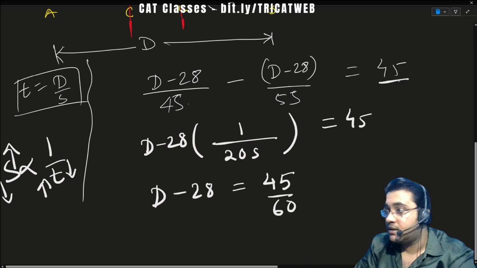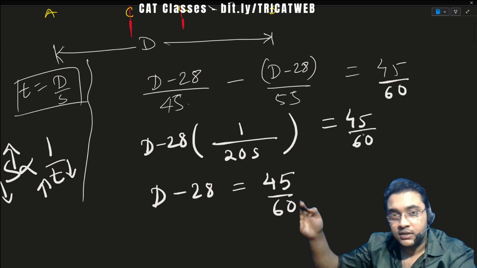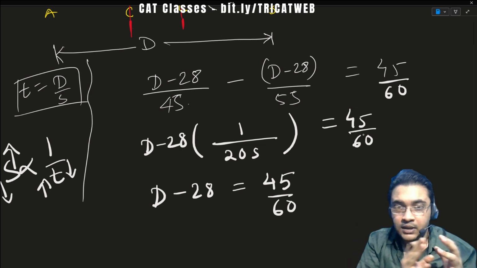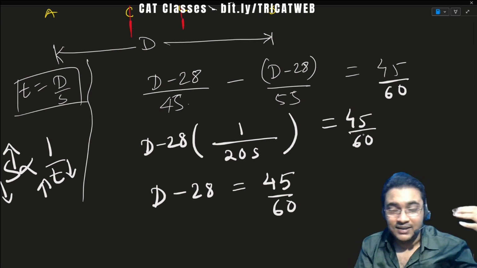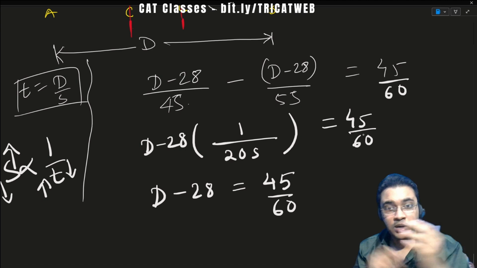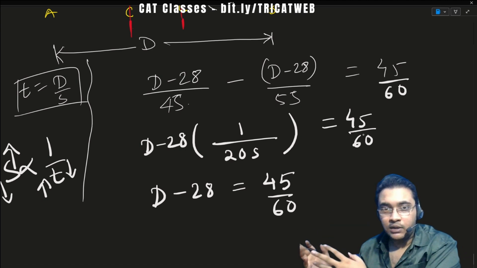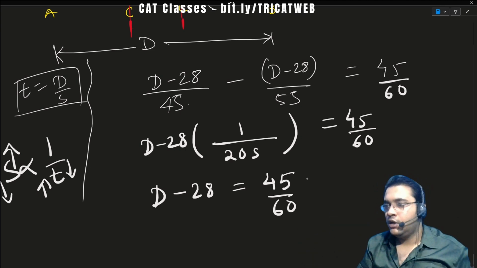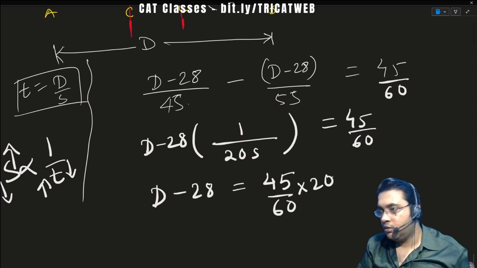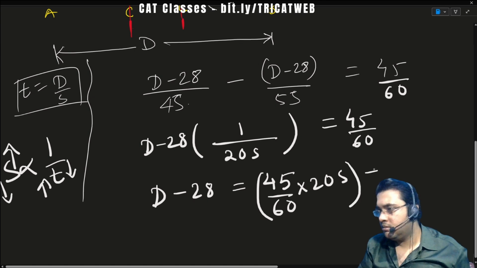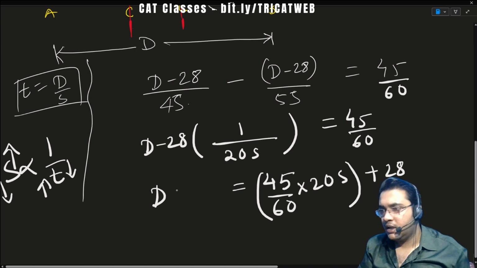Remember, this is in minutes, so dividing this by 60 will convert it into hours. We need the kilometers, right? So when I am equating kilometers, distance in kilometers, speed in kilometers per hour, the time also needs to be in hours, because otherwise it will be a mismatch. So 45 by 60 into 20s, you can keep this, plus 28 is equal to d.